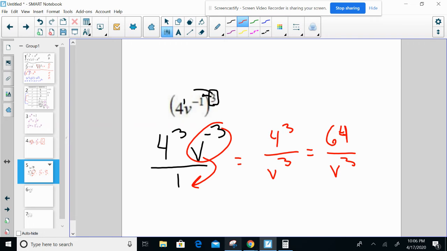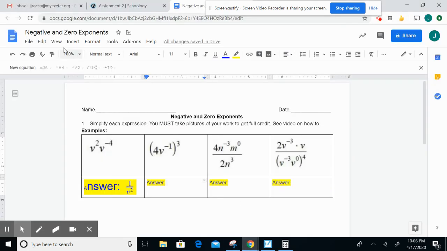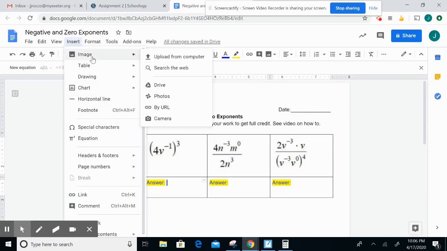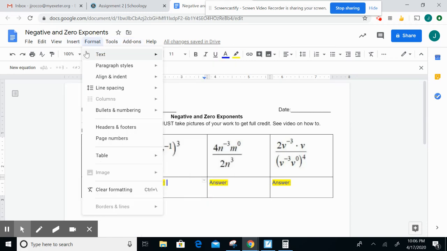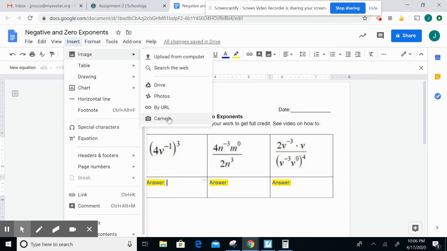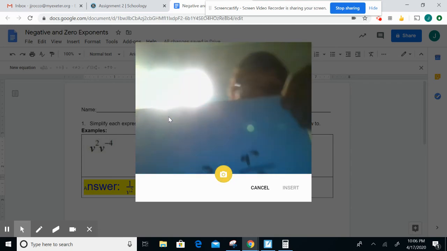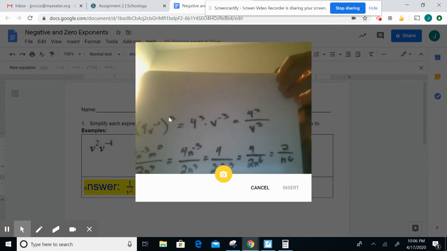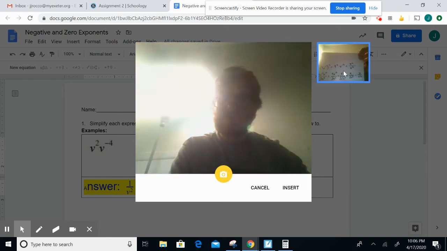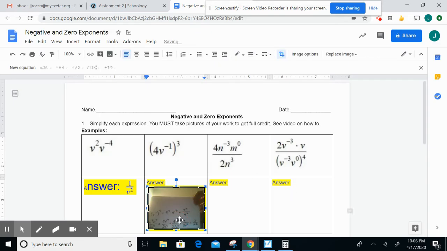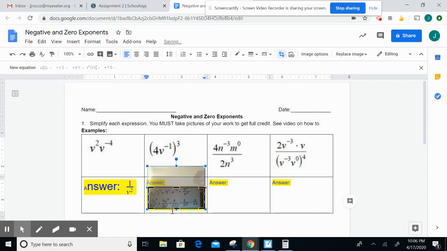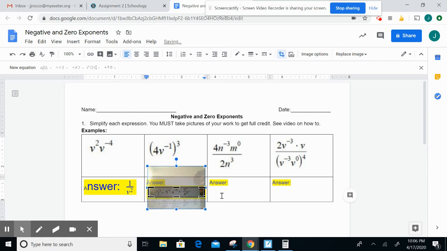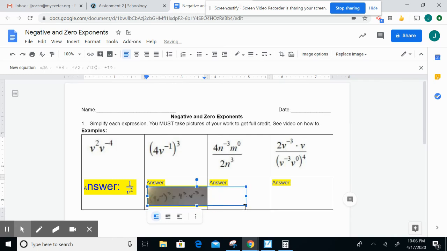Let me take a picture of the work for you. Those of you who still haven't caught on to that: image, insert, image, camera. See if I can get a good shot of it. And it's just the top line of work. I will crop that out. And that'll do it. Make it a little bit bigger. Maybe not.